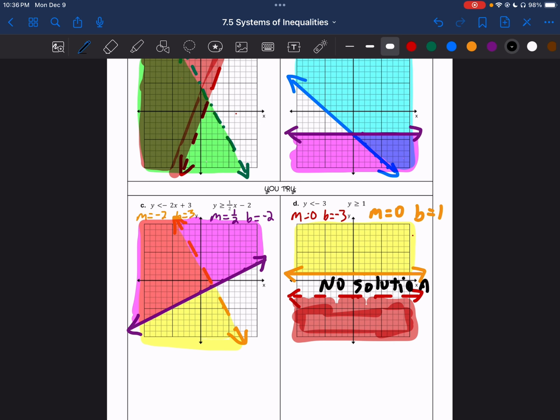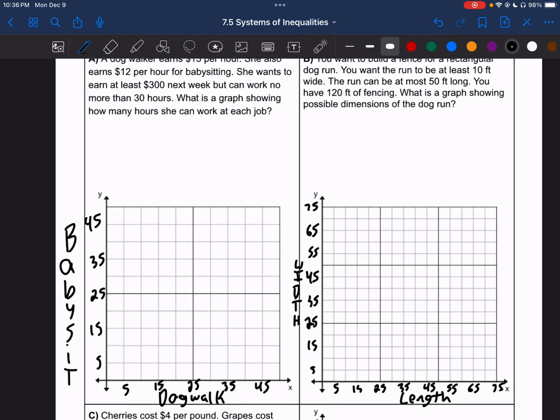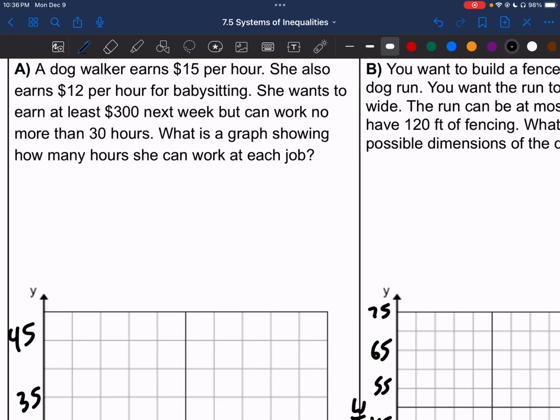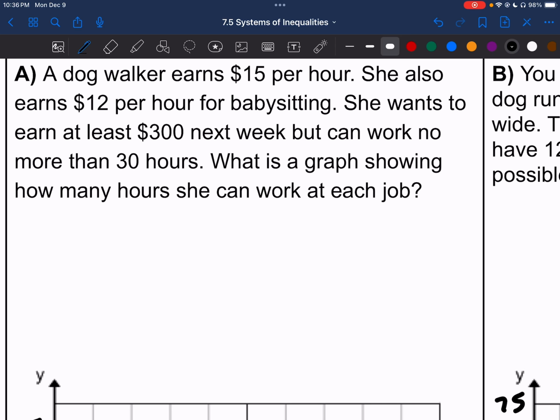All right, let's take a look at example 3 where we're going to do some applications. So the first thing is we have a dog walker, and the dog walker is going to earn $15 per hour doing that. Let's see, she also earns $12 per hour for babysitting. She wants to earn at least $300 next week, but can work no more than 30 hours.